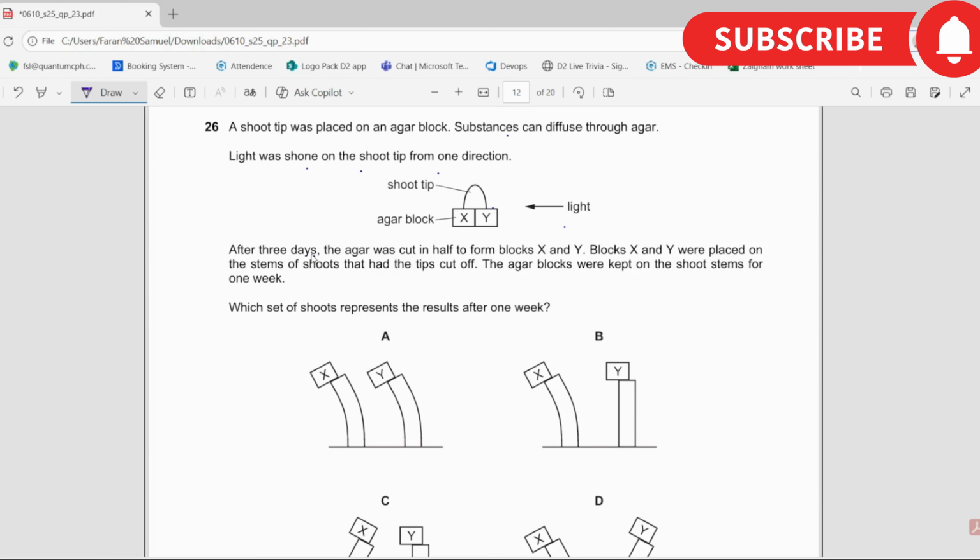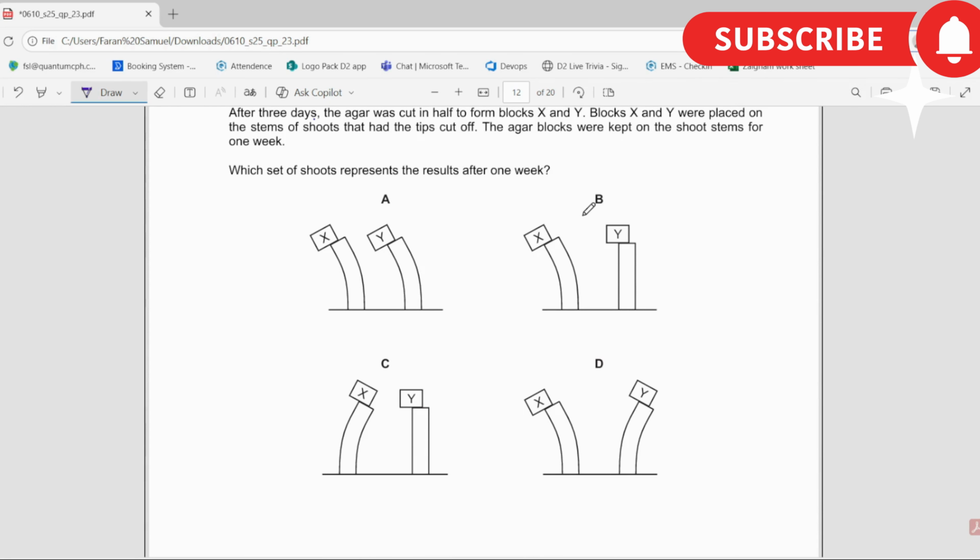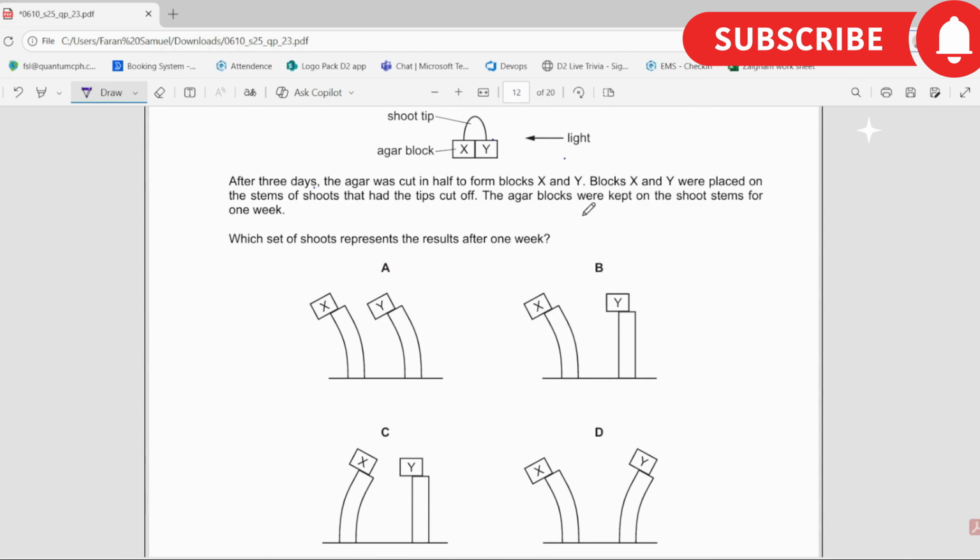After 3 days, the agar was cut in half to form blocks X and Y. Blocks X and Y were placed on the stem of the shoot that had been cut. The agar blocks were kept on the shoot stem for 1 week. What would be the correct shape?